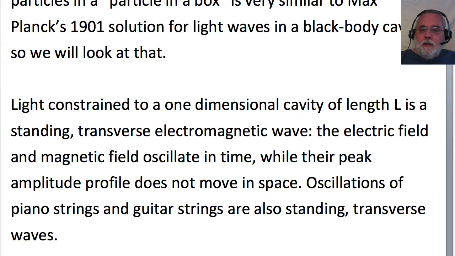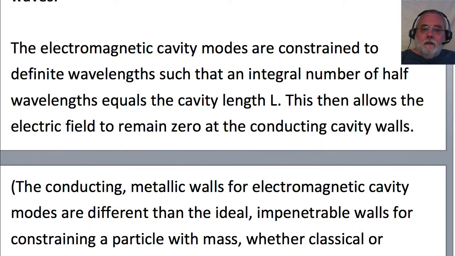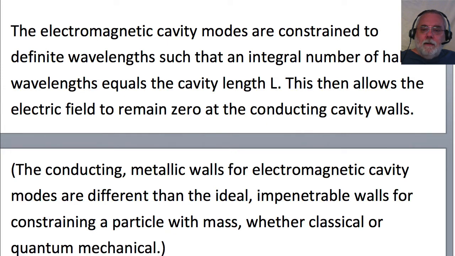Light constrained to a one-dimensional cavity of length L is a standing transverse electromagnetic wave. The electric field and magnetic field oscillate in time, while their peak amplitude profile does not move in space. Oscillations of piano strings and guitar strings are also standing transverse waves. The electromagnetic cavity waves are constrained to definite wavelengths such that an integral number of half wavelengths equals the cavity length L. This then allows the electric field to remain zero at the conducting cavity walls.